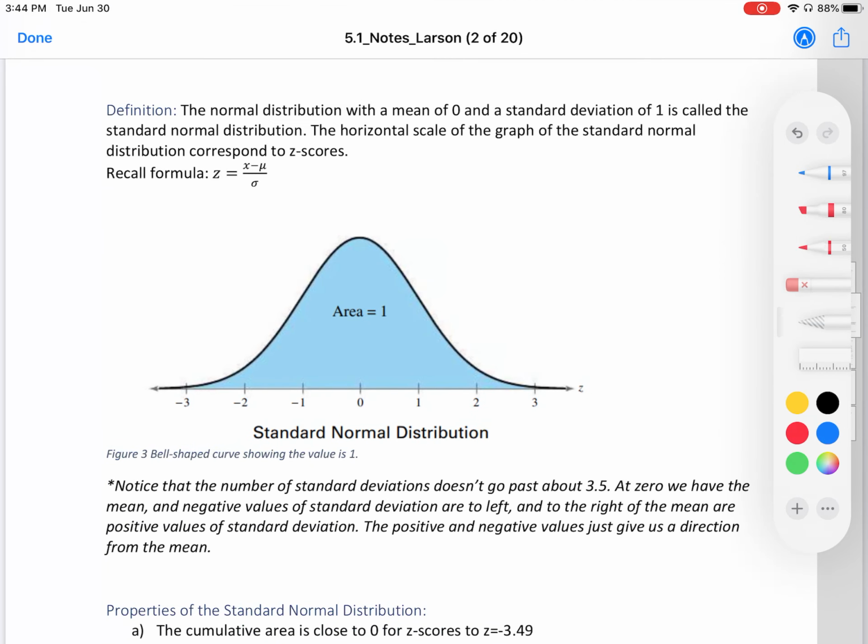New definition. The normal distribution where the mean is 0 and the standard deviation is 1, let me underline that because we'll see that pretty often, is called the standard normal distribution. The horizontal scale of the graph of the standard normal distribution corresponds to z-scores. So these numbers here are z-scores. And if we're going based on z-scores, then 0 is our mean because there's no difference within the z-scores. Once we go right, we have positive z-scores, and when we go left, we have negative z-scores.